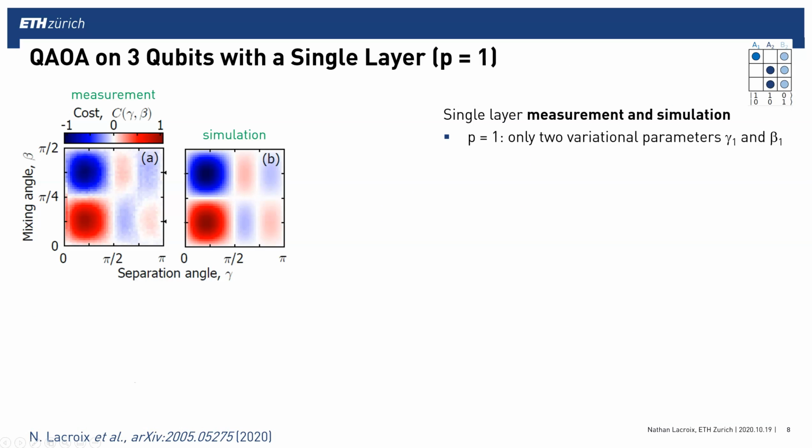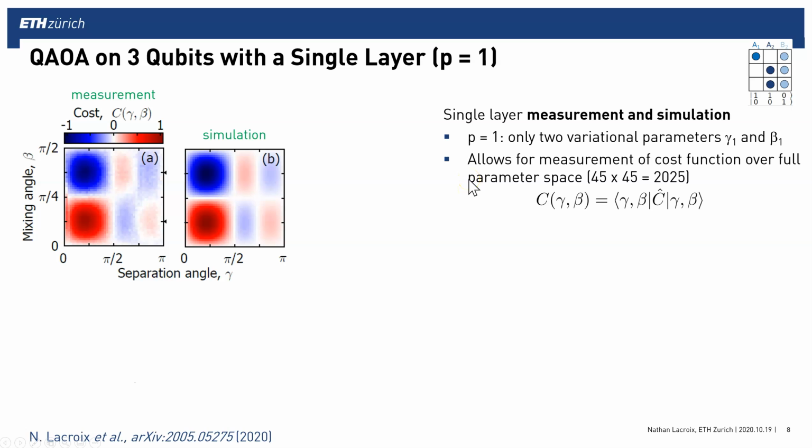And in that case, there are only two variational parameters, gamma and beta. And in this case, we can then easily map out the value of the cost function for the entire parameter space. So we use 20,000 single-shot measurements for each parameter pair, and we compute the expectation value of the cost and plot it here on the left-hand side and compare it to a noise-free simulation.